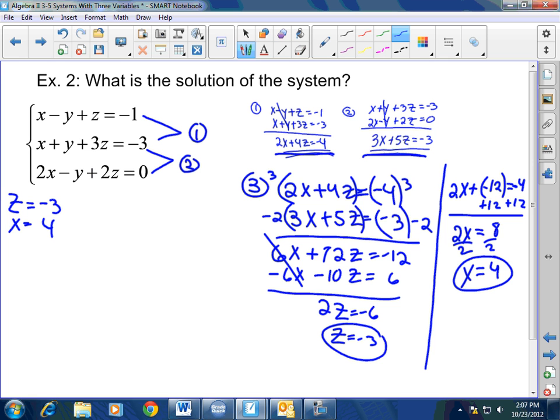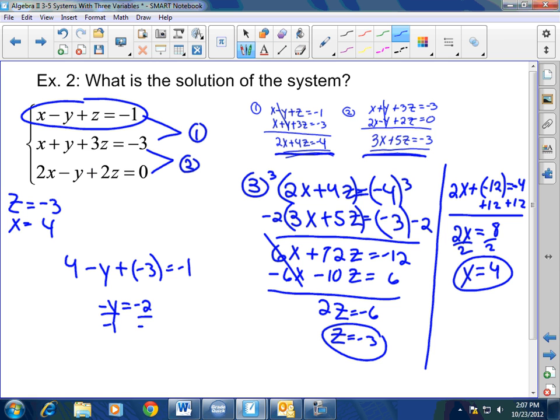And now I'm just going to plug it into the easiest original equation, which in this case is this. So I've got 4 minus y plus a negative 3 equals negative 1. 4 minus 3 is 1. Subtract the 1 from both sides. So negative y equals negative 2, divided by negative 1. Y equals 2. So my solution is x, y, z.